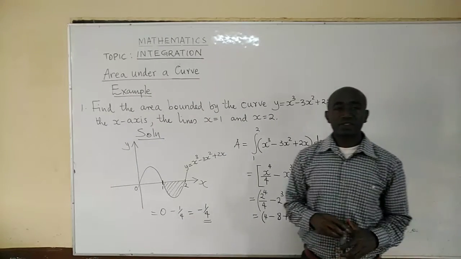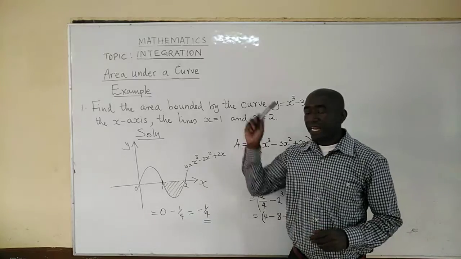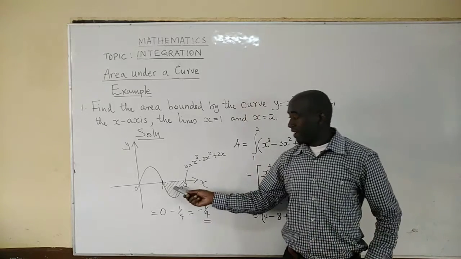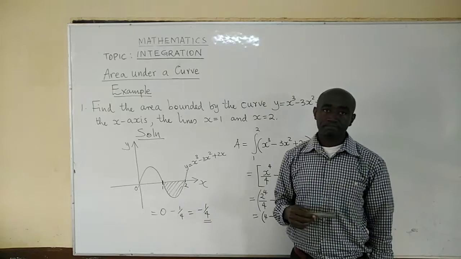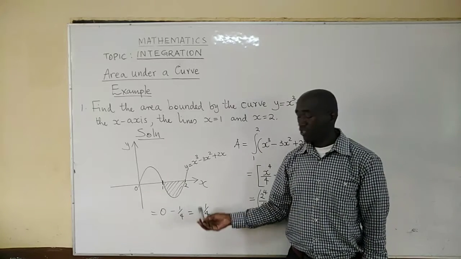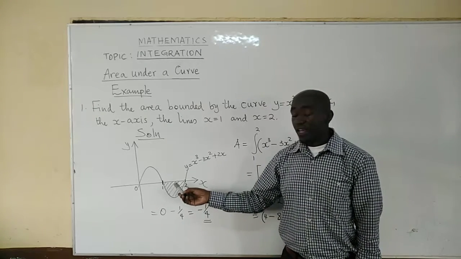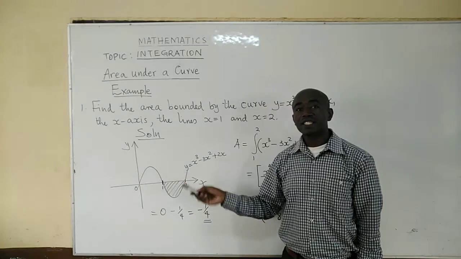That is what we should ask ourselves. We are getting a negative simply because the graph, or this region, is below the x-axis. We are getting negative because the region is below the x-axis.